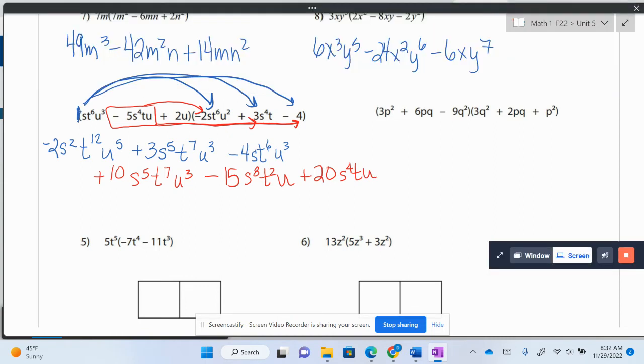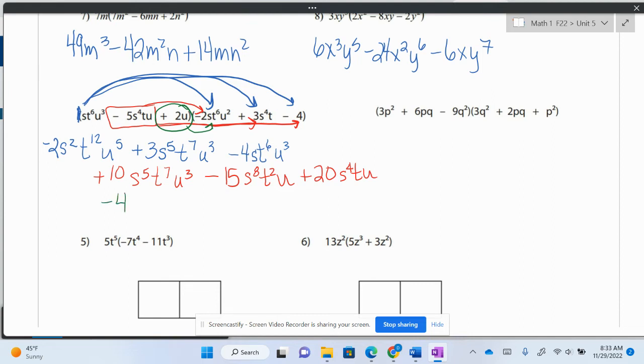And now we're going to take the last term, which is the positive 2u, and multiply it by everything inside. So positive 2 times a negative 2 is a negative 4s t to the 6th u cubed. And then I have a 2 times 3, which is a positive 6 s to the 4th tu. And then I'm just going to take 2u times negative 4, which gives me negative 8u.